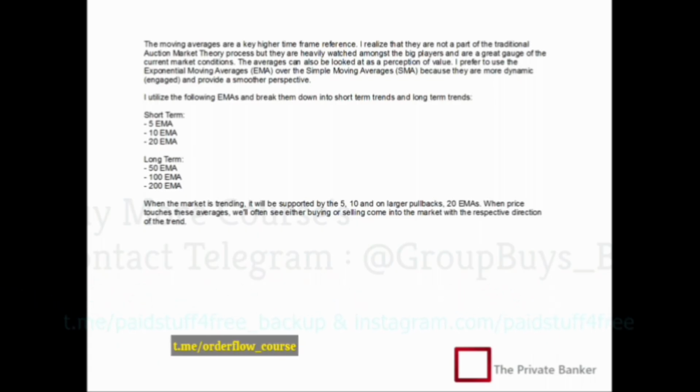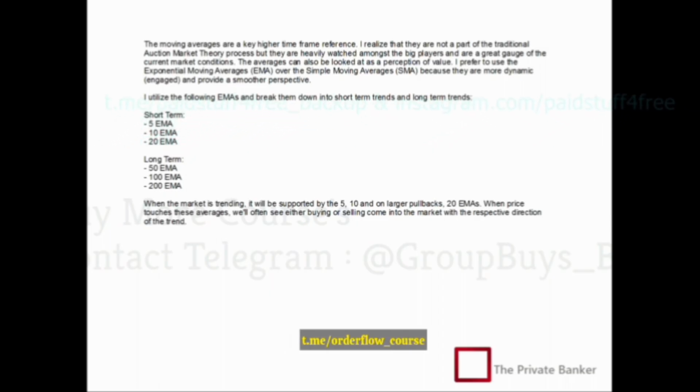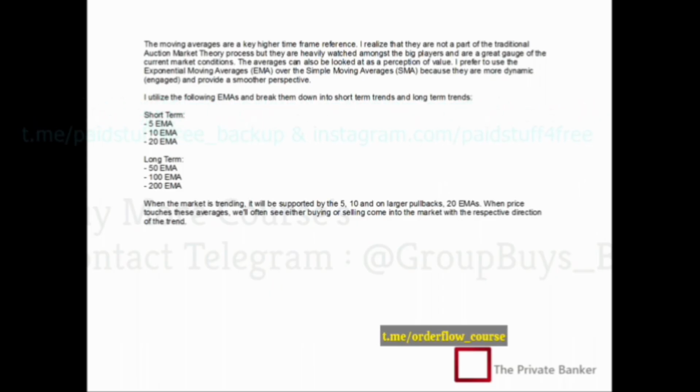So with that being said, I utilize the following EMA periods. Actually, I break them into two categories: short-term and long-term. My long-term EMAs would be considered the 50, 100, and 200 EMAs, while the shorter term are the 5, 10, and 20s. So going back to the concept of value, as I said before, not everybody's looking at market profile. Not everyone's looking at VWAP structures. There are other ways to view the value.